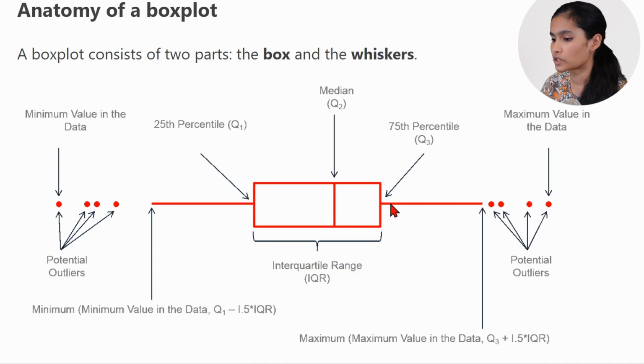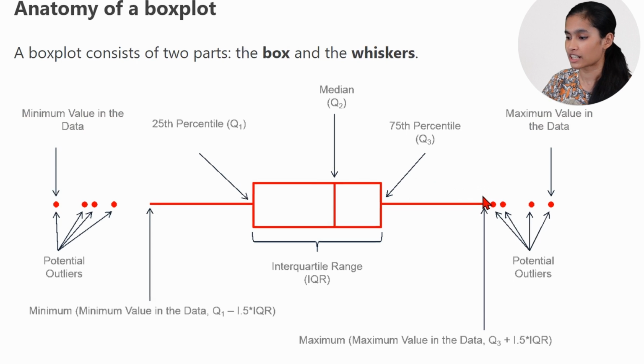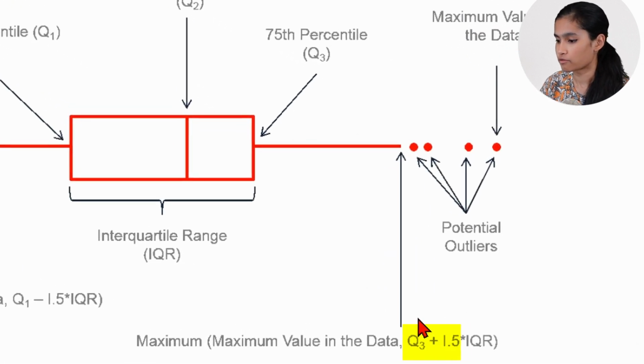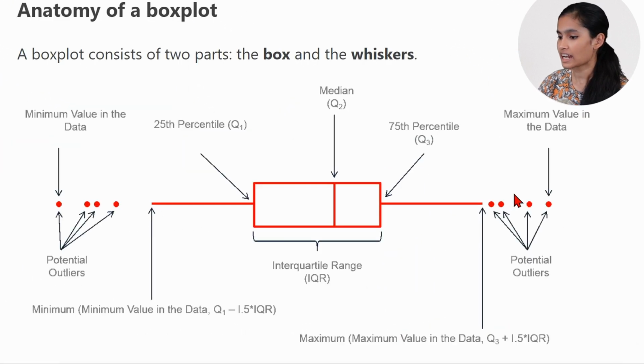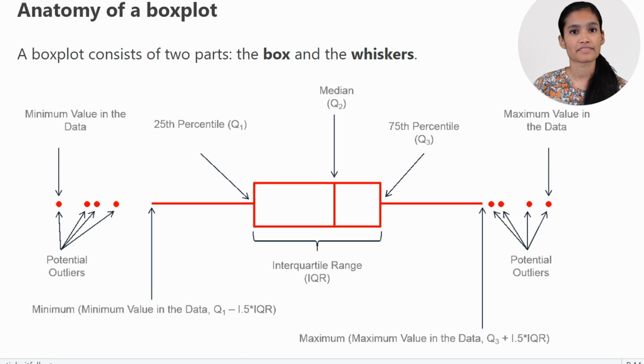The whiskers, which extend from either side of the box, indicate variability outside of Q1 and Q3. The minimum and maximum whisker values are calculated by this formula. Everything outside the whiskers is represented as an outlier using dots or other markers. Altogether, this gives us a lot of useful information about how the data are distributed.